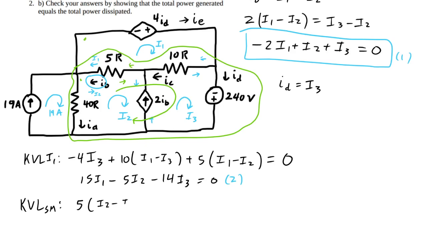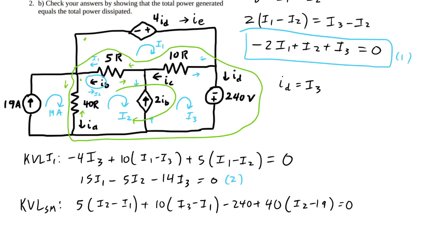So 5 times I2 minus I1 plus 10 times I3 minus I1 minus 240 volts. We come back around, 40 times, let's see, I2 is going this direction. So it's I2 minus 19 amps equals 0.